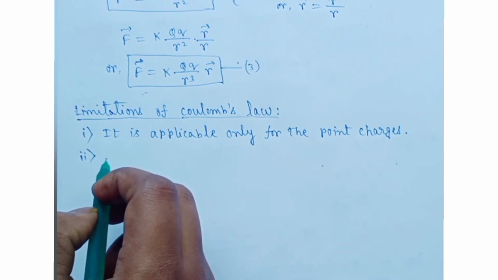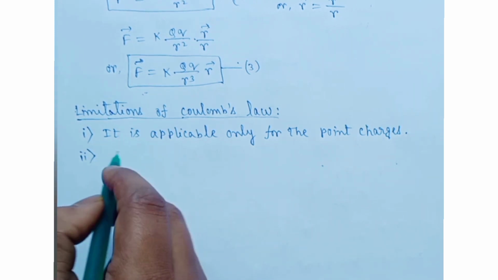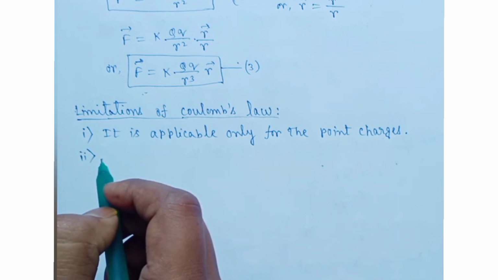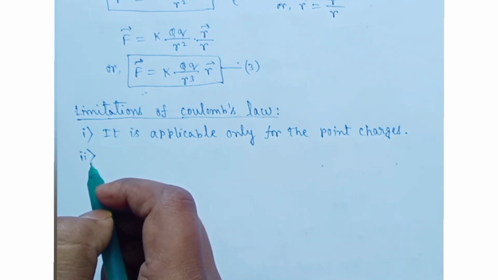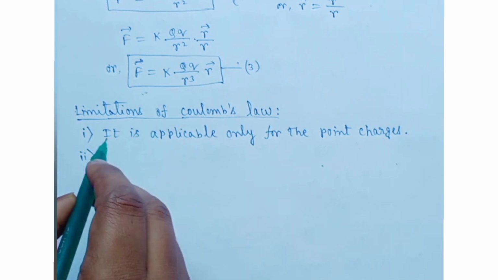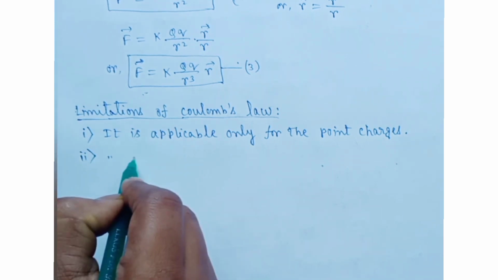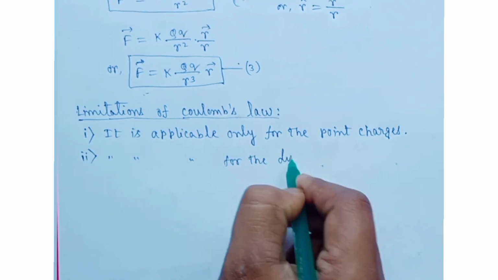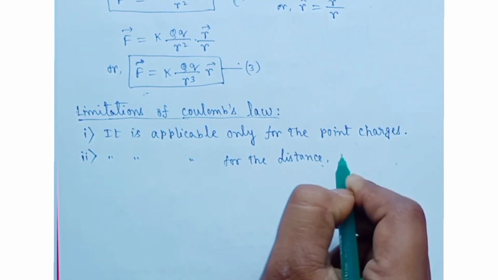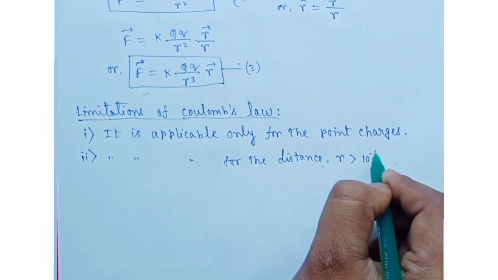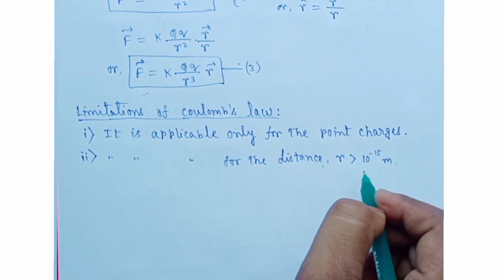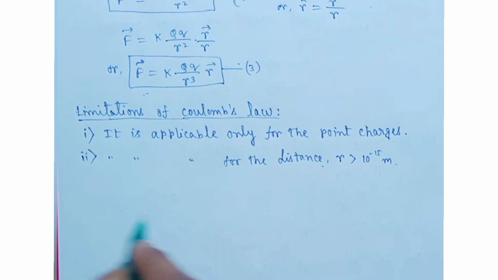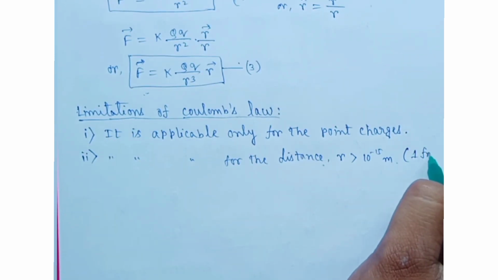The second limitation of Coulomb's law is that it is applicable for a distance between the charges greater than 10 to the power minus 15 meter. That means nuclear diameter, or 1 Fermi.